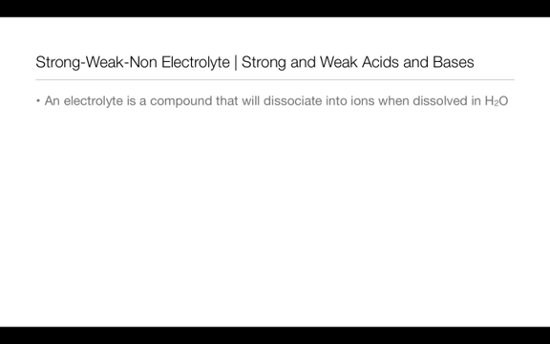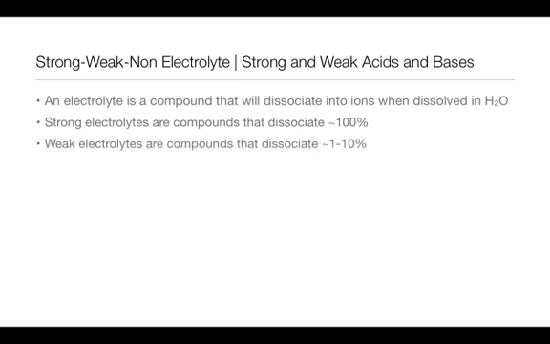Electrolytes are important compounds when we're talking about aqueous solutions. An electrolyte is a compound that's going to dissociate into ions when it's dissolved in water. Most of these compounds we then consider to be ionic. We can classify electrolytes based on how well they will dissociate or split apart into ions when they're placed in the water. A strong electrolyte is going to be a compound that's going to dissociate approximately 100%. A weak electrolyte is going to be a compound when placed in the water that's going to dissociate only about 1 to 10%. A non-electrolyte is going to be a compound that will dissolve in water, but it doesn't dissociate into ions when you dissolve it in water.